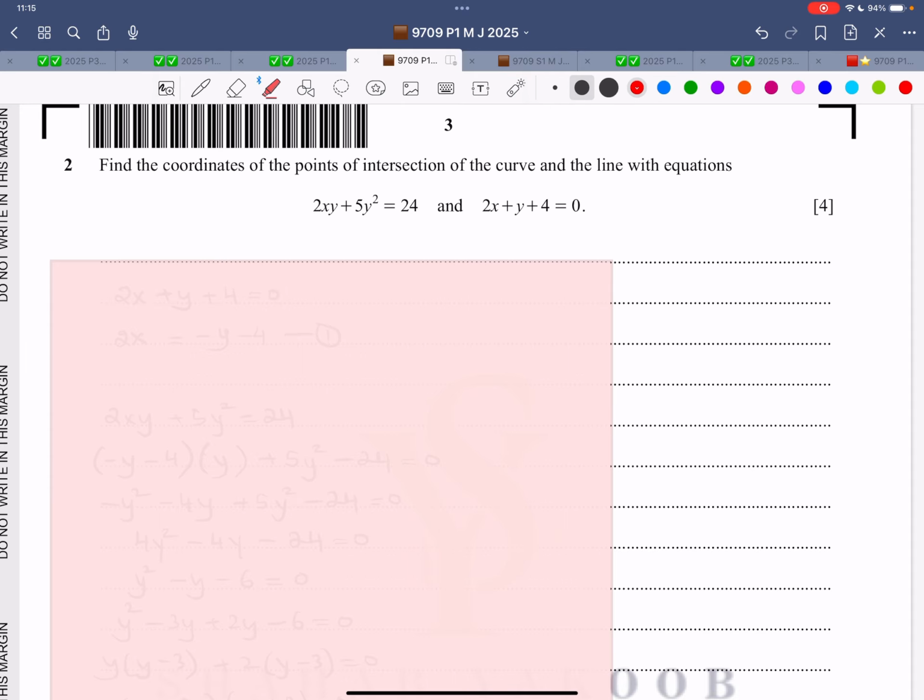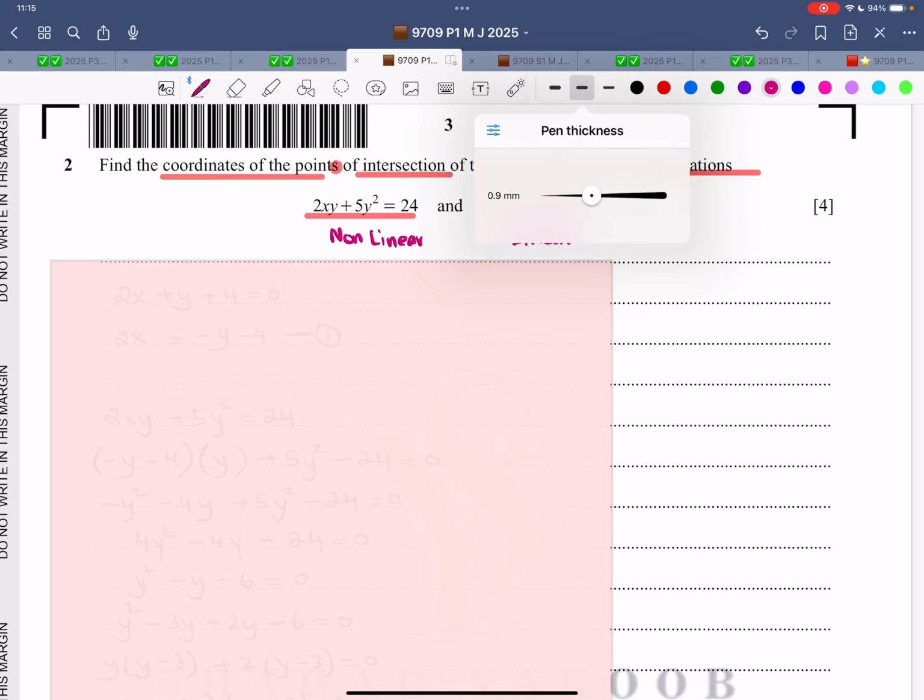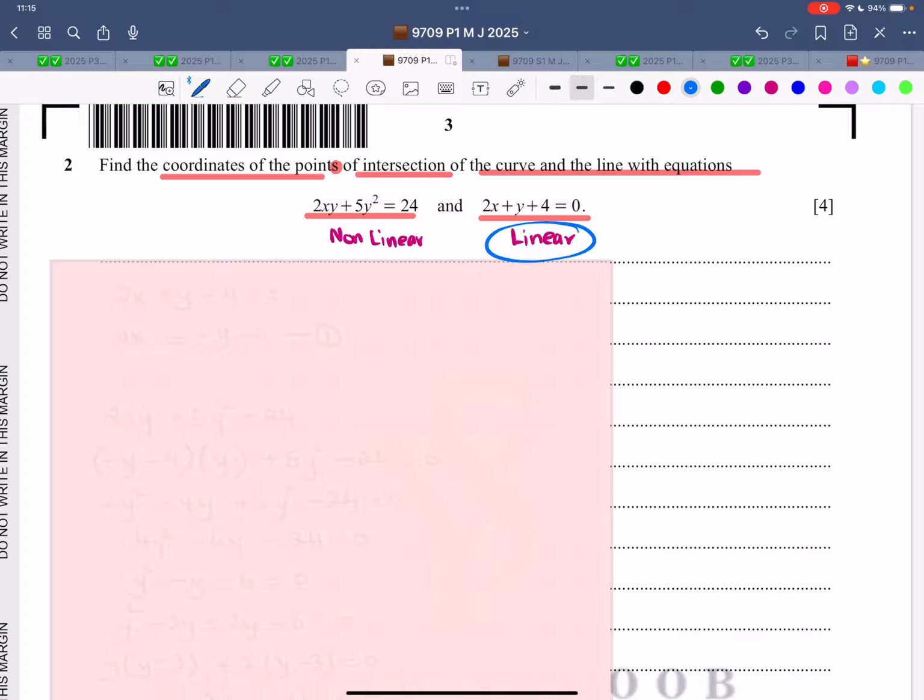It says, find the coordinates of the points of intersection, plural, of the curve and the line. This is a non-linear equation and this is a linear equation. What is the strategy? The strategy is pretty simple: from the linear equation, make a substitution and go towards the non-linear one. It's perfectly your choice whether you make x the subject or y the subject.